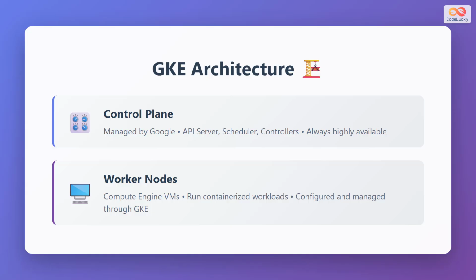Second are the worker nodes, which are the actual Compute Engine virtual machines where your containerized applications run. These nodes host your application workloads and are configured and managed through GKE, while Google manages the control plane automatically. You have control over how your worker nodes are configured and scaled.